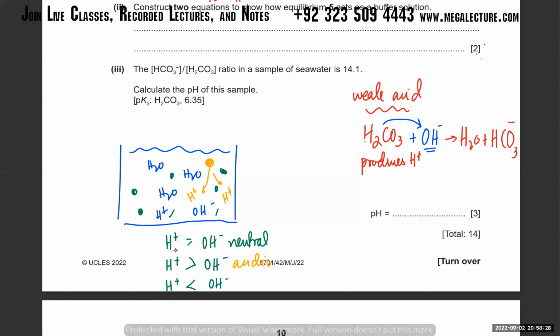Vice versa, if you add a base to it, what does a base do? The base accepts, like these oxides and hydroxides, they attract H+1 ions and they consume the H+1 ions. So the solution will have fewer H+1 ions. So you'll say that the solution has now turned basic, right? Is that clear?